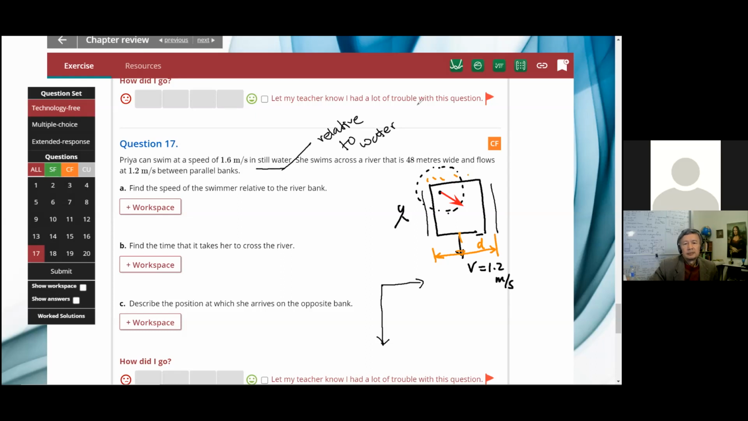How far she goes in still water is relative to the water. The question asks: find the speed relative to the riverbank, to this guy. So the riverbank is the Earth, right? Yeah, it's Earth.